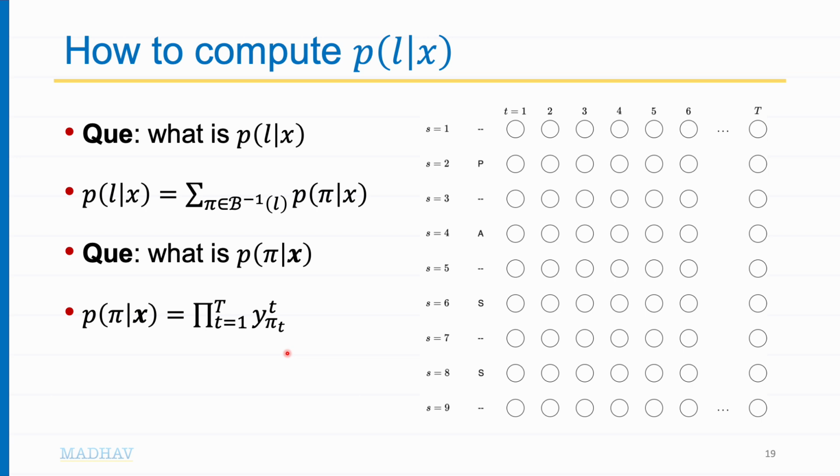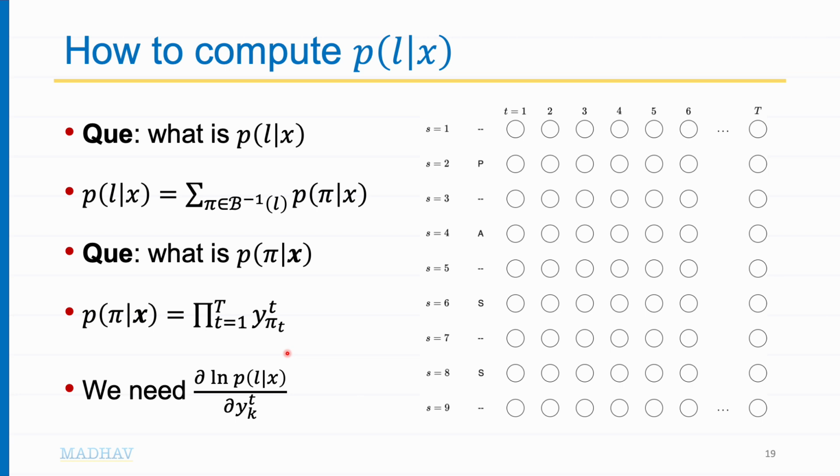Notation is clear. Don't make a mistake in notation. It's okay. Done. Easy, right? So far, good. Now what do we need? We need the derivative of log of p(l|x) with respect to y_t^k. That's what we need now.